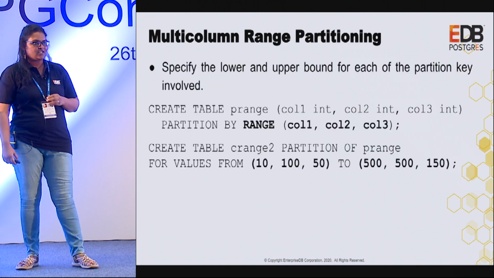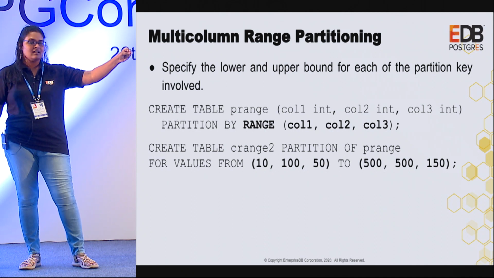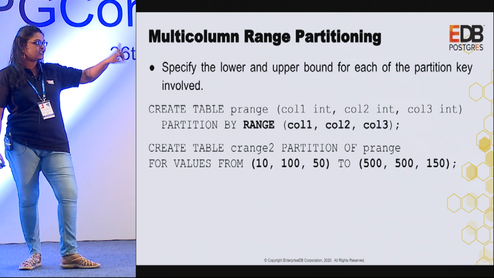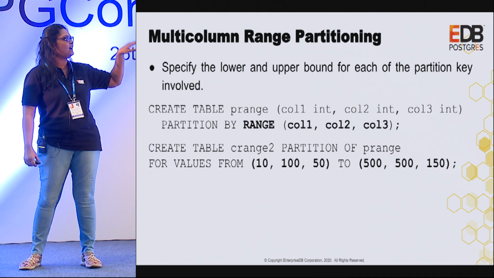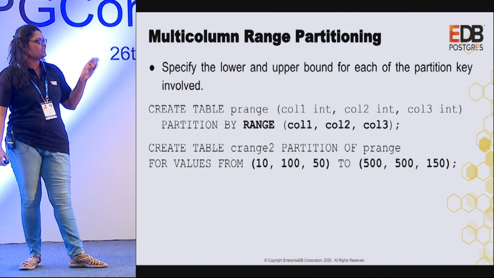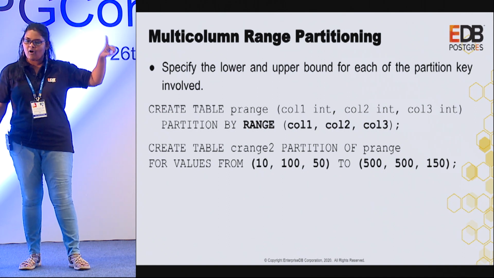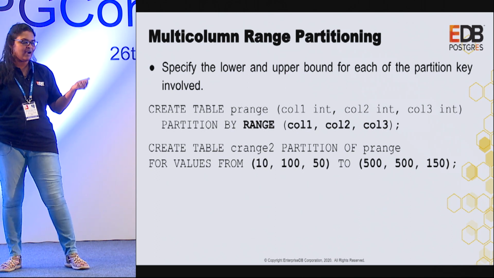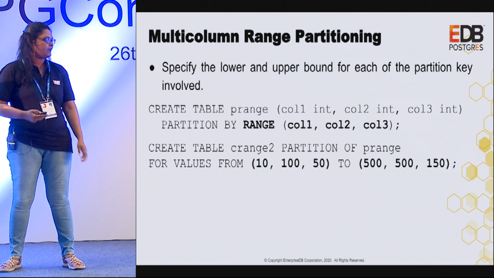In multi-column range partitioning, whenever you specify any number of columns, for each of those columns, you will have to mention a lower bound and an upper bound. So in this case, I have put a partition by 3 columns. So in the lower bound, there are 3 entries, and in the upper bound, 3 entries. So this means that for column 1, I'm accepting values from 10 to 500. For column 2, from 100 to 500. And for column 3, from 50 to 150.